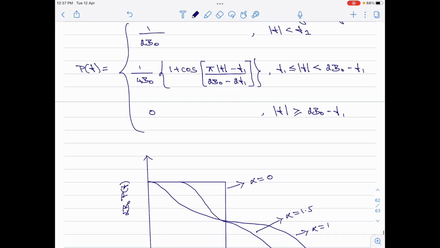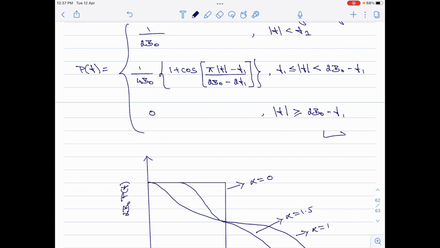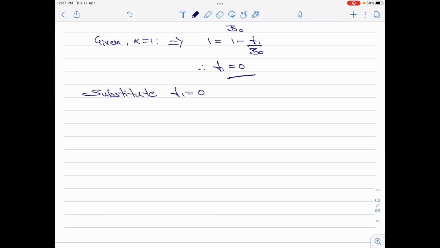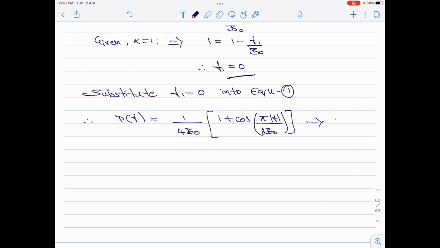Now, we go back to the equation for P of f, which let me call equation 1, and substitute in this part the value of f1 as 0. So, let me just now do that. Therefore, P of f then would become 1 divided by 4 b naught into 1 plus cos pi into magnitude of f divided by 2 b naught. This is, let us say, equation 2. Let us now try to find the time domain response, which can be obtained by simply applying the inverse Fourier transform on equation 2. Let me start with that part.